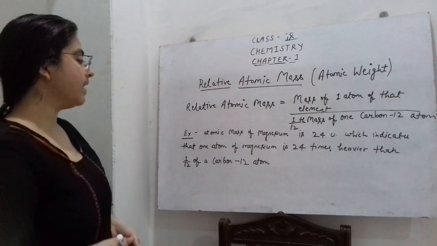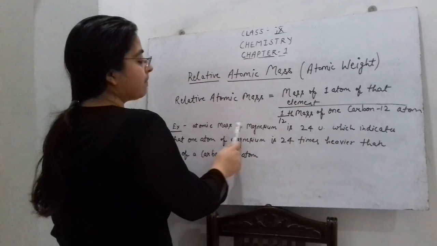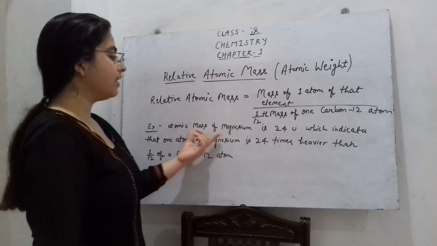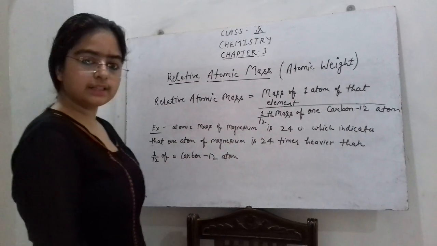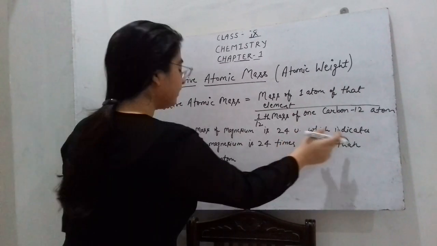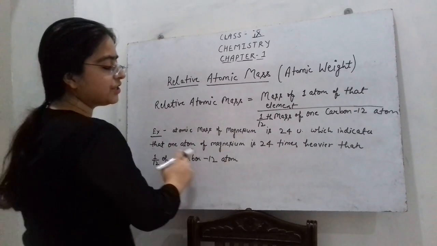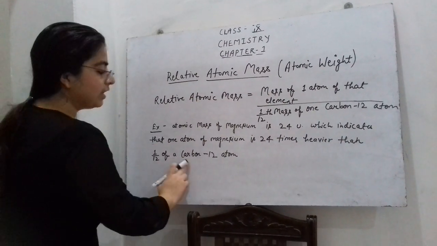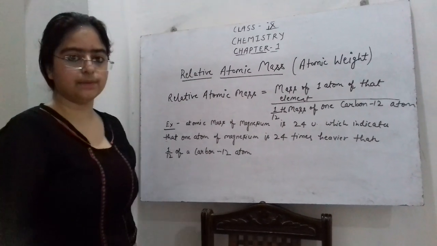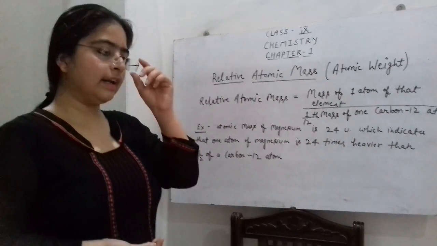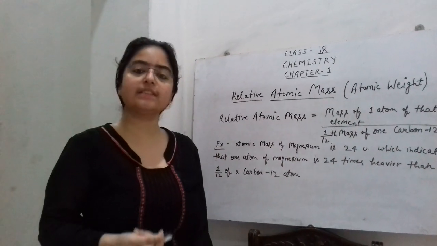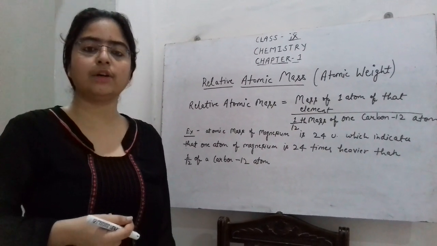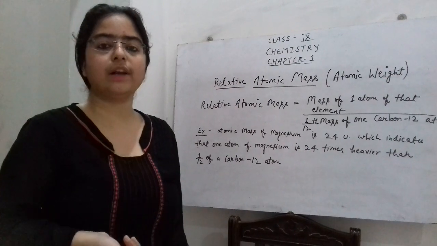So now let's take one example. Atomic mass of magnesium is 24 units. So what does this atomic mass of magnesium indicate? It indicates that one atom of magnesium is 24 times heavier than 1/12 of a carbon 12 atom. As I have told you, relative atomic mass of an element is the number of times one atom of that element is heavier than 1/12 of a carbon 12 atom.